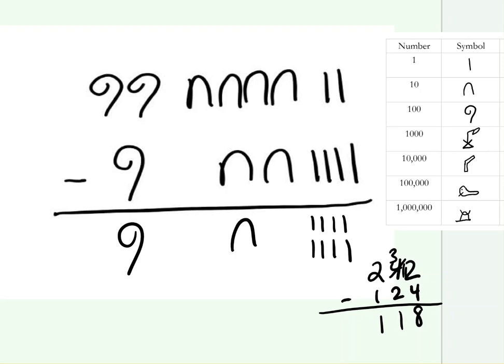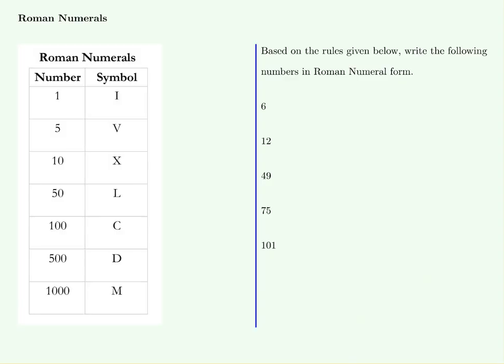And in both cases, we would get 118, whether expressed in their system or ours. The next historical number system that we're going to look at is Roman numerals. Roman numerals have these basic symbols. 1 is a capital I, 5 is a capital V, 10 is a capital X, 50 is a capital L, 100 is a capital C, 500 is a capital D, and 1,000 is a capital M.